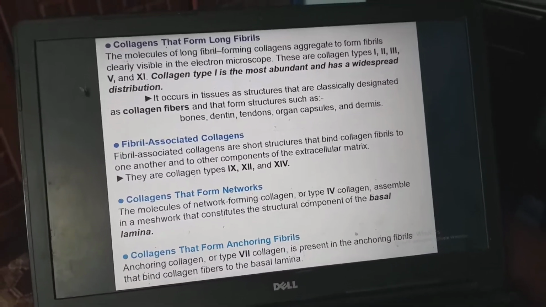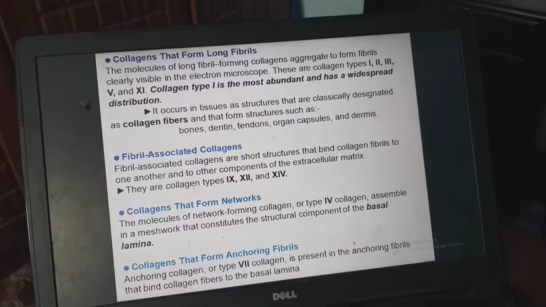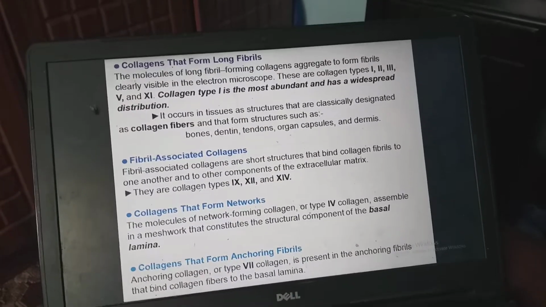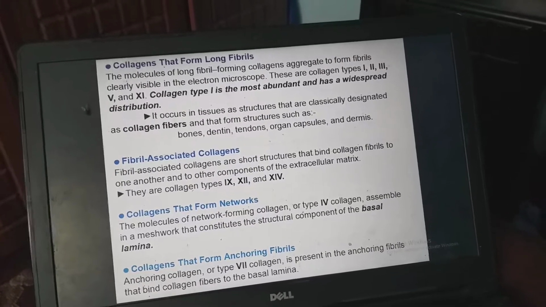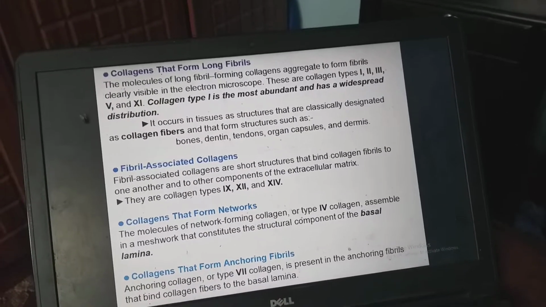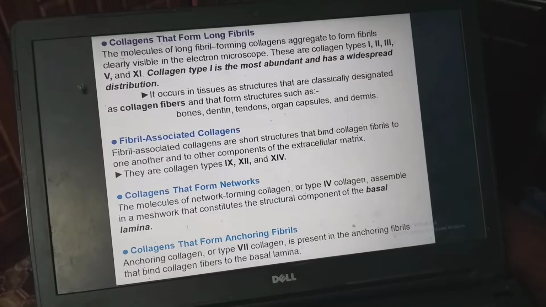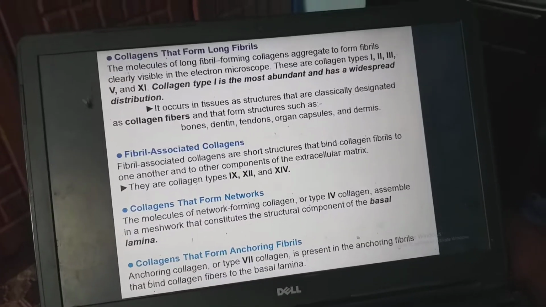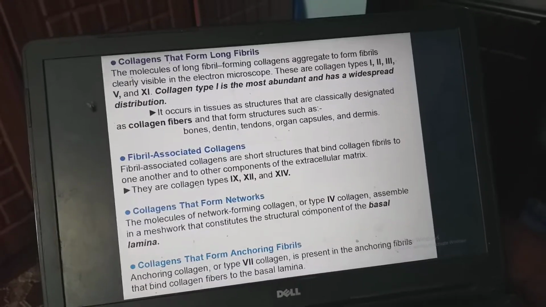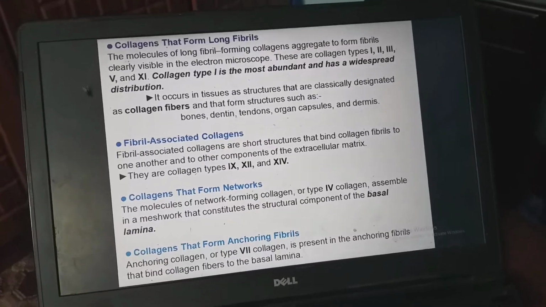The other are collagens that form networks. Molecules of network forming collagen, or type 4 collagen, assemble in a mesh that constitutes a structural component of the basal lamina. Maybe if you remember when we discussed the basal lamina, one special component of basal lamina is collagen type 4, because it forms special networks.